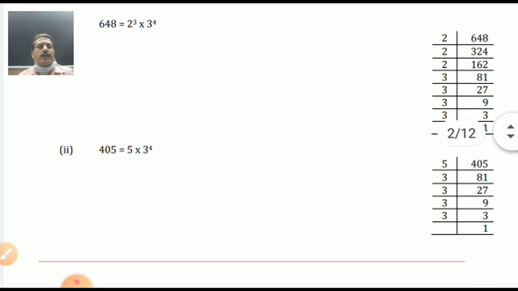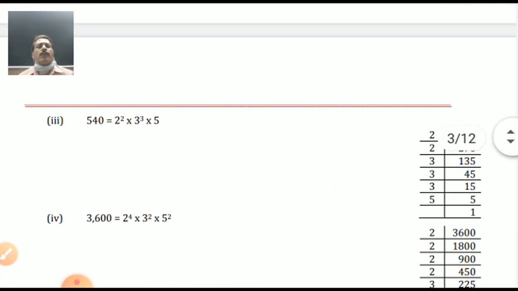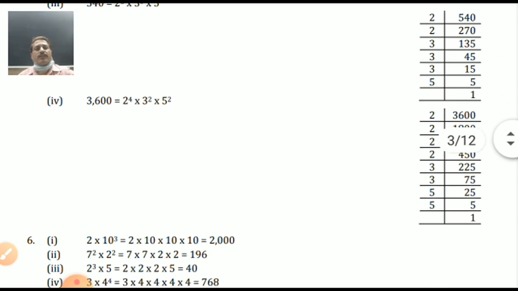See, 405 is also divided in this way. We can get 5 into 3 into 3 into 3 into 3, that is 3 four times. Correct. Look here, one more, 540. 540 is also divided like this, with 3 numbers there. Don't worry, 3 multiplies: 2 raised to 2 into 3 raised to 3 multiplied by 5. All multiplied that way. 3600 is equal to 2 raised to 4 multiplied by 3 raised to 2 multiplied by 5 raised to 2. Easy? Yes. You can take screenshots also, no problem.